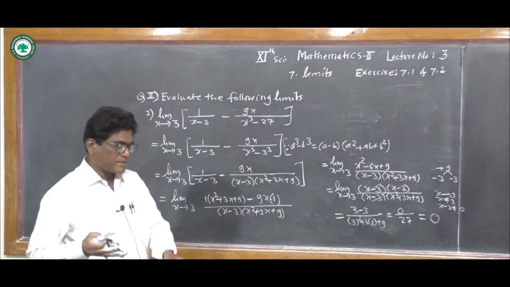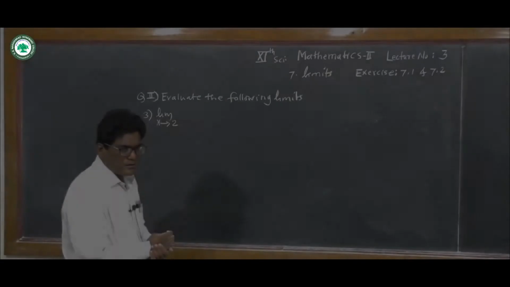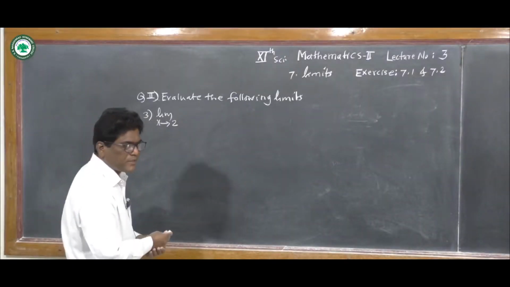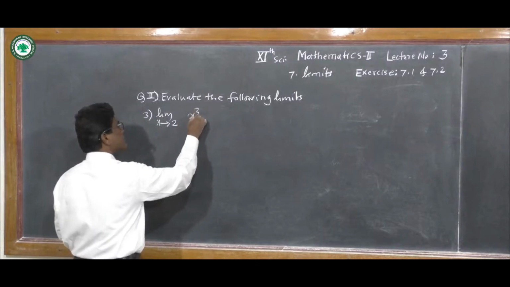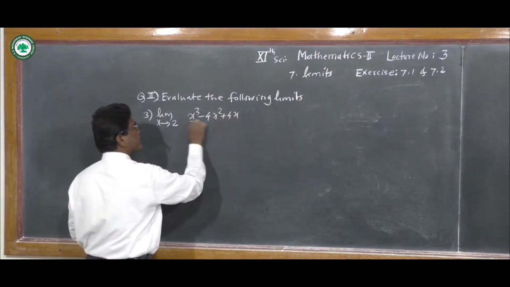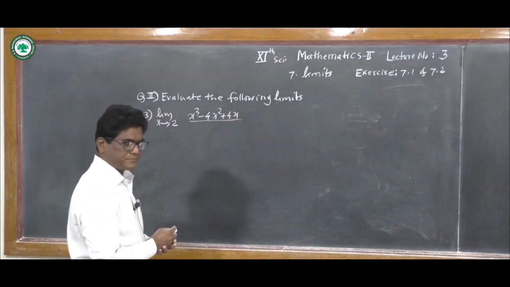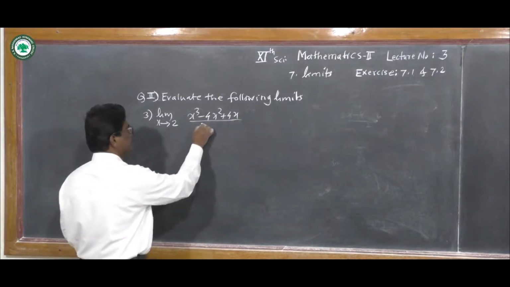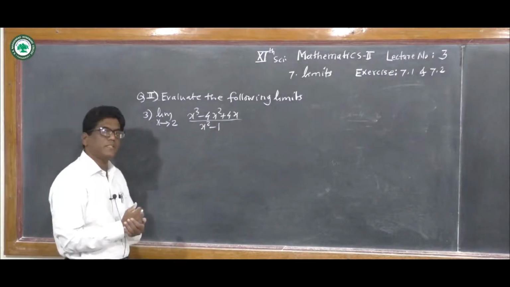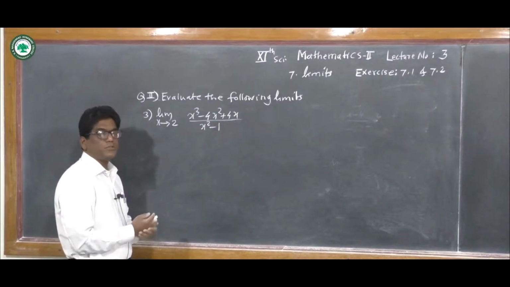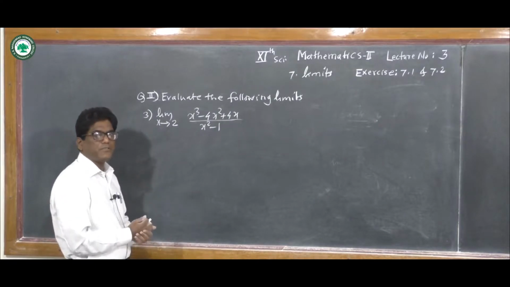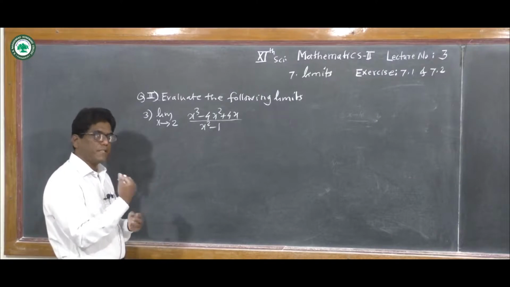Limit as x tends to 2 of (x cube minus 4x square plus 4x) divided by (x square minus 1). Firstly, check whether the denominator is 0. If the denominator is 0, then we have to solve the problem by using a formula, the factorization method, the rationalization method, or anything else.